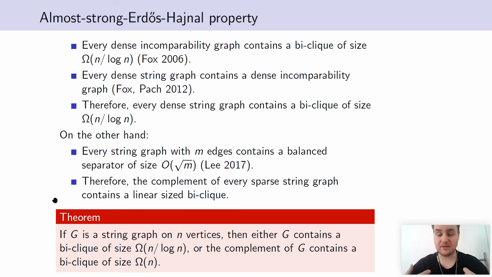So how can you fix this? As you can see, one half of what you want is already here: you can find linear size bi-cliques if the string graph is sparse enough. So we just have to do something with dense string graphs. And the idea is to fix this. We now see that the Strong Erdős–Hajnal property is too much to ask for. So maybe let's relax this a bit, and ask for something a bit less.